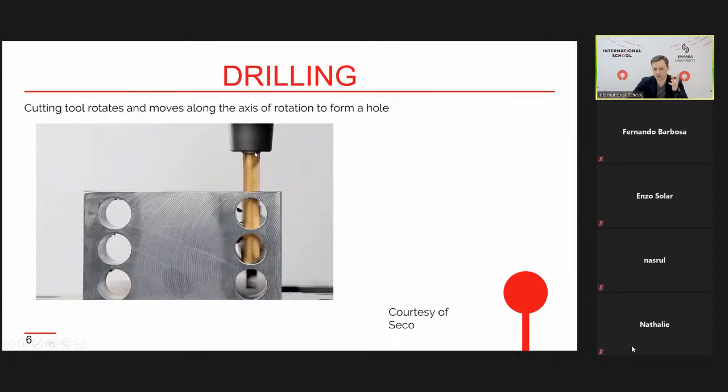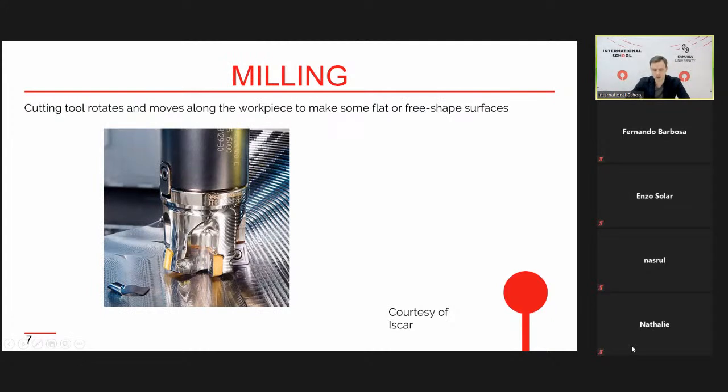This process is one where we need only one axis, because we make the hole only in the vertical direction. Milling processes usually require three axes. Talking about a coordinate system, the directions are X, Y, and Z, or two horizontal directions and one vertical direction.